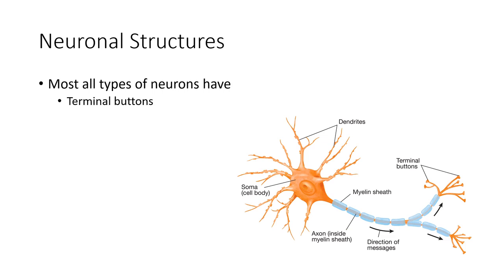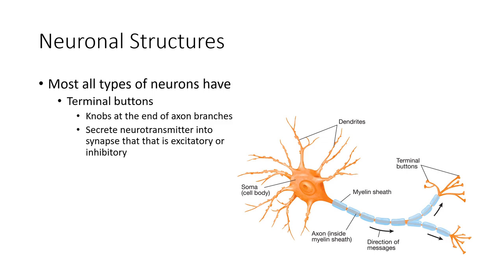And lastly, most types of neurons have terminal buttons. These are located at the very end of the axon here. And they look like little knob-like structures. Once we have an electrical signal leaving the cell, traveling down the axon and reaching the terminal buttons, it changes from an electrical signal to a chemical signal.